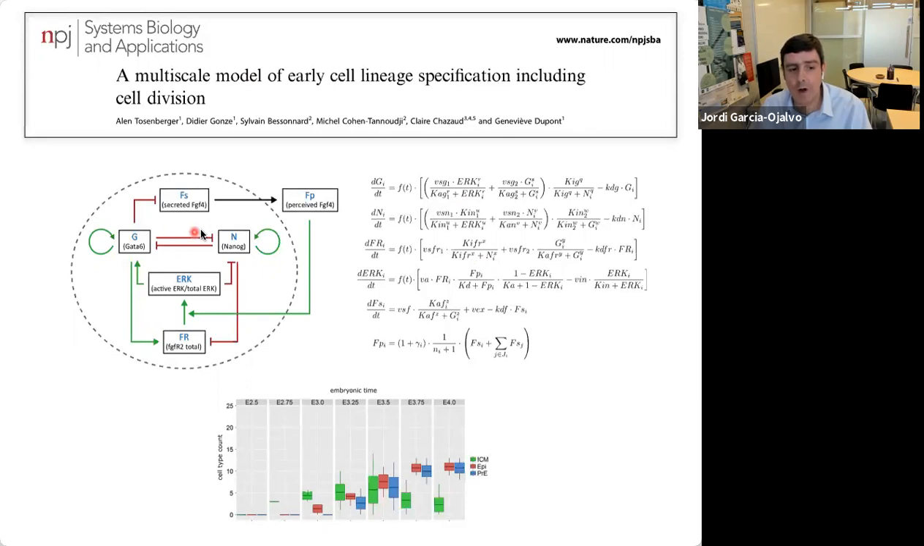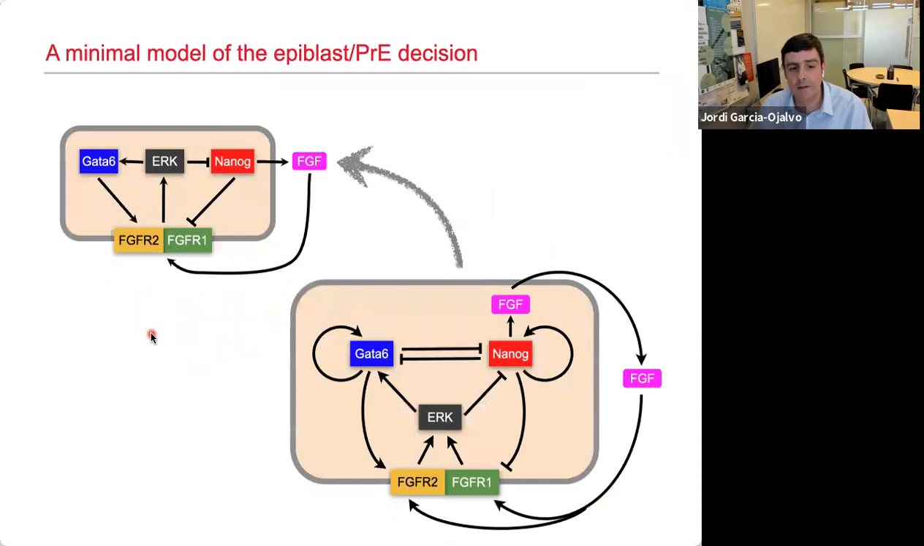Okay, so I would like to eliminate or decouple the direct interaction between NANOG and GATA6 and the interaction mediated by the signaling. So that's what we're going to do next. We are going to try to simplify this model and consider a model which only includes the cell-to-cell signaling, but does not include the direct interaction between NANOG and GATA6. So that's what we're going to do.